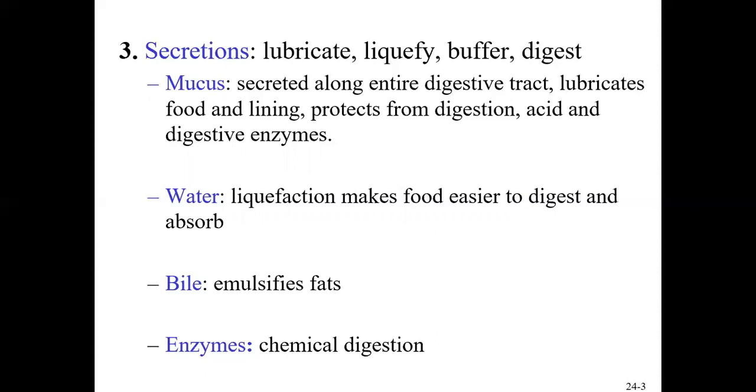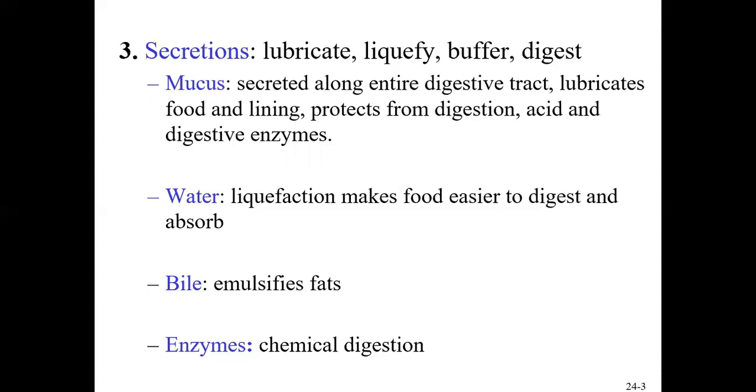And then water, that's important because that helps to liquefy the food. The word there is liquefaction. It helps to liquefy the food, making it a little easier to digest and then eventually be absorbed by the intestines into the bloodstream.